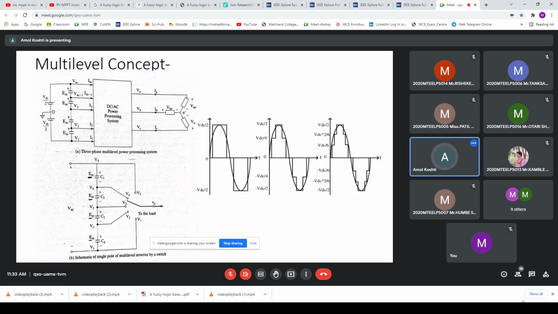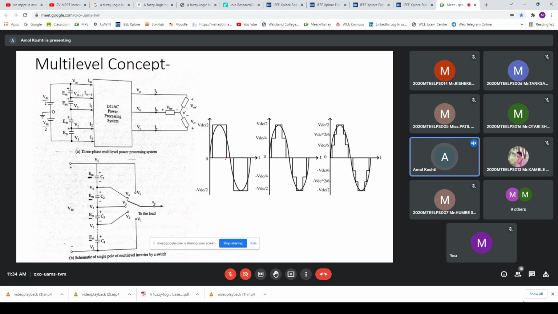So this is the multi-level concept. Before that, let us understand why we go for this multi-level concept, and why we are ignoring the two-level concept. Two-level concept we are ignoring because, as I told you, here you can see this.